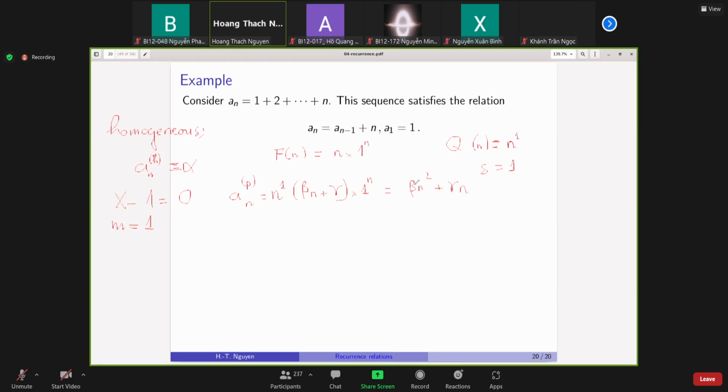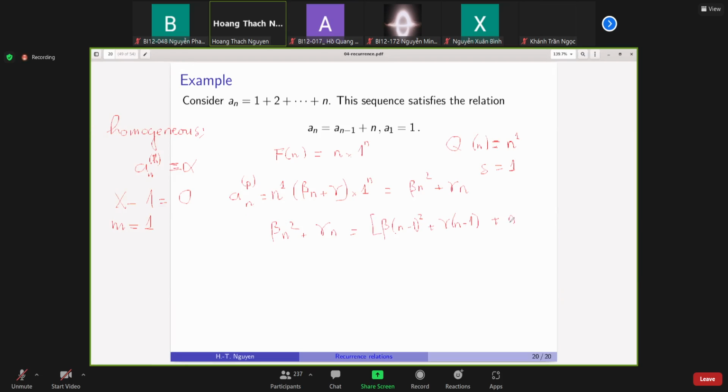Now, in order to determine beta and alpha and gamma, we plug it into this relation, and we have beta n squared plus gamma n is equal to beta (n minus 1) squared plus gamma (n minus 1) plus n. Okay, so this is a_n, and this is a_(n minus 1).